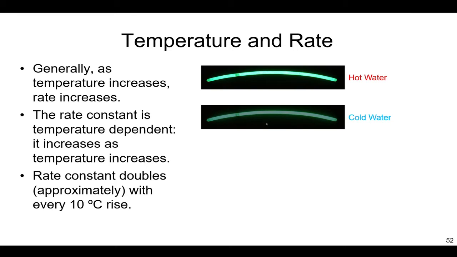Okay, generally as temperature increases, the rate of the reaction increases. And that's visually shown here with some glow sticks. These glow sticks work when you break them, you're cracking this plastic that separates 2 chemicals that mix. There's also a dye in there that's fluorescent. And so when the reaction happens and this energy is released, it lights up and you see it glowing.